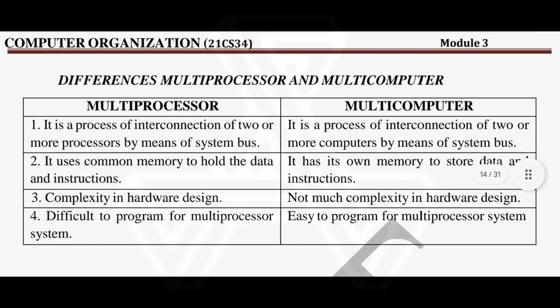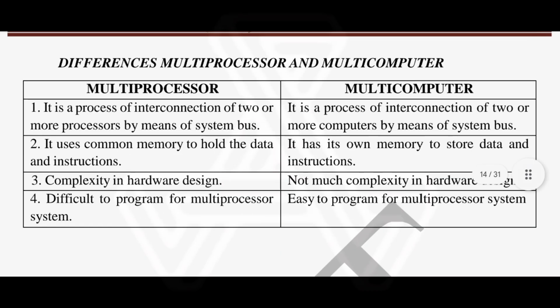Difference between multiprocessor and multi-computer. Multiprocessor is a process of interconnection of two or more processors by means of system bus. Multi-computer is a process of interconnection of two or more computers by means of system bus. Multiprocessor uses common memory to hold the data and instruction. Multi-computer has its own memory to store data and instruction. Multiprocessor has complexity in hardware design. Multi-computer has not much complexity in hardware design.